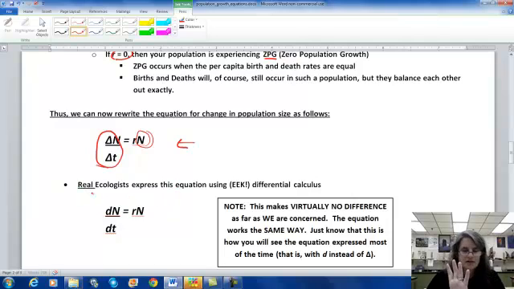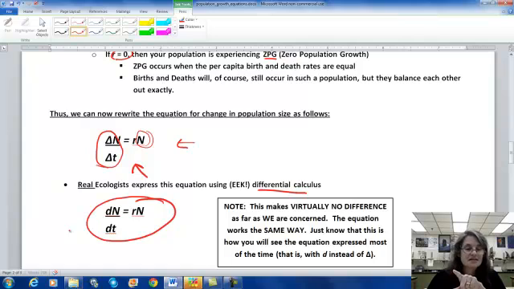Now, real ecologists express this using differential calculus. I never sat in a calculus class in my life. I bet you can believe that. Because they do use differential calculus, we write it like this. Notice it is the same equation. All we have done is replace the delta with the little d.